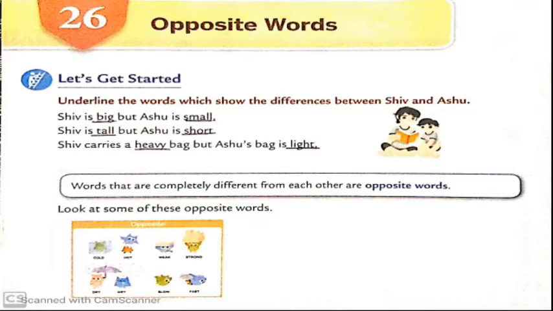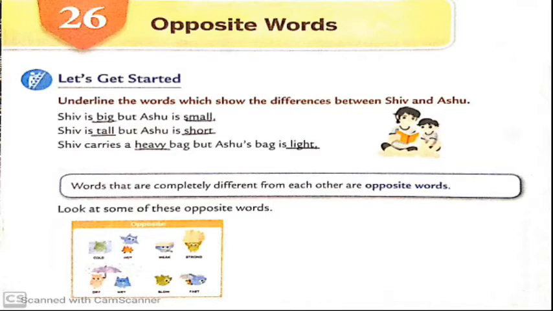As you can see in the first sentence, Shiv is big but Ashu is small. So here we are going to underline big and small, because these two words tell us the difference between Ashu and Shiv. Next sentence, Shiv is tall but Ashu is short. So here we will underline tall and short, because these two words are telling us the difference between their heights.